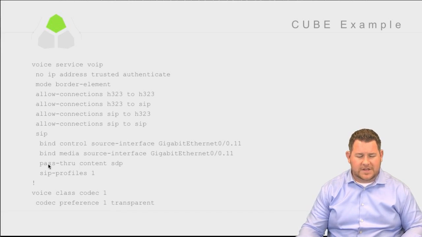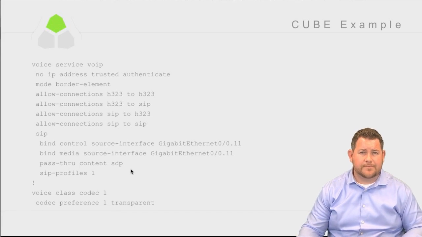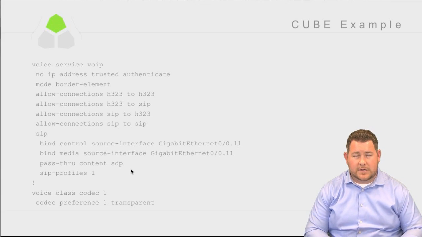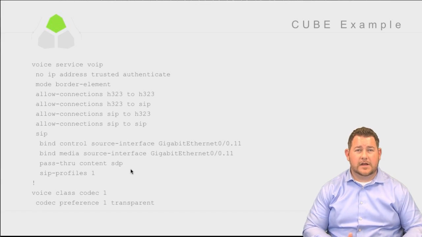Now, coming back up here to this pass-through content SDP. This is kind of the same concept as the codec transparent, but a little bit different, because this is going to be used for video calls. When video calls come through the Cube, you have to negotiate a video call with the dial peer, or you can do a video negotiation with the other endpoints directly. So basically, this is kind of like enabling a codec transparent for your video.